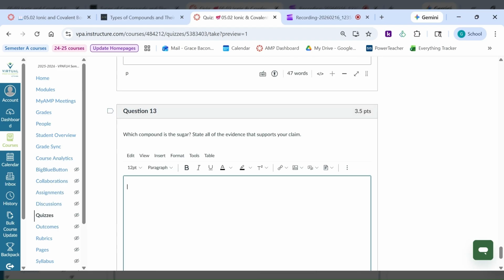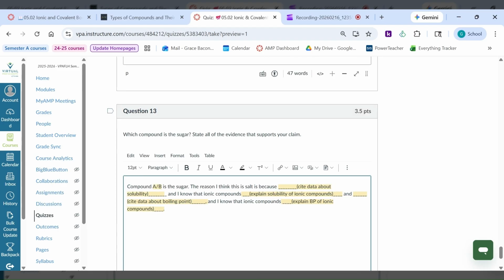Down here, it'll be almost the same, except you're going to do the same but for sugar. So you're going to cite data about the solubility, and you're going to talk about covalent compounds for these, because you know sugar is a covalent compound. So this will be covalent, and this will be covalent. So very similar, but here you're talking about covalent.